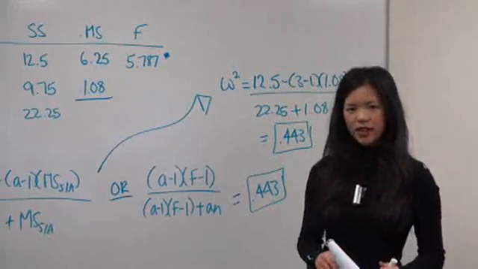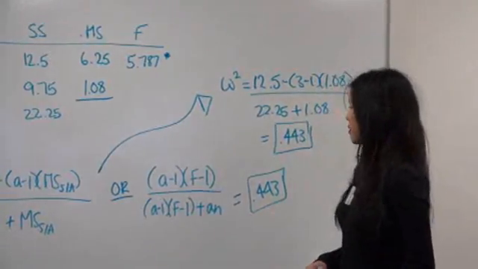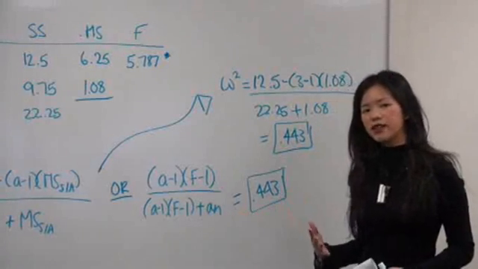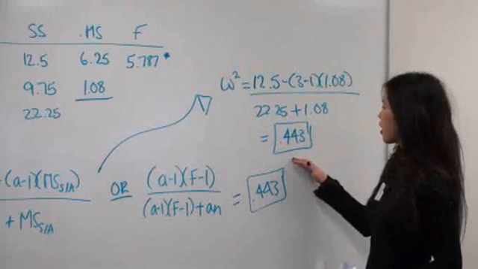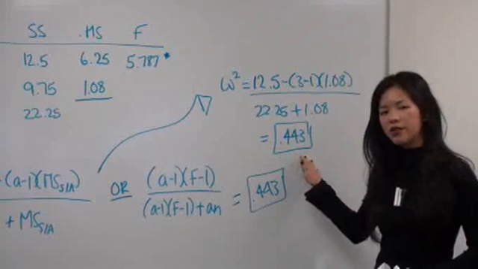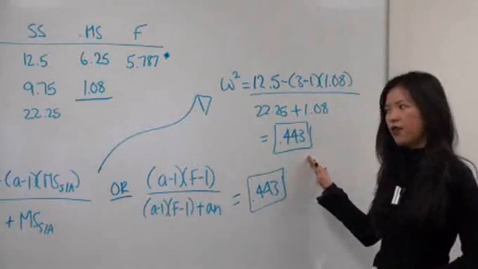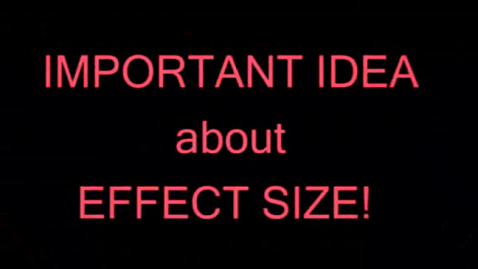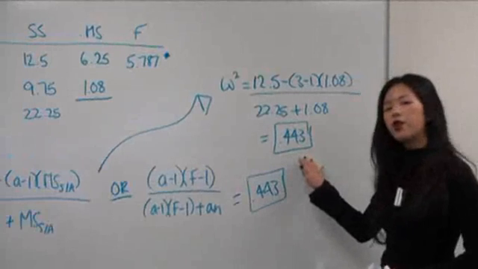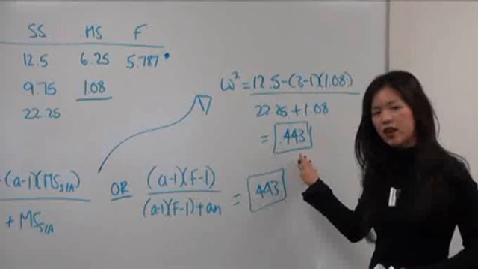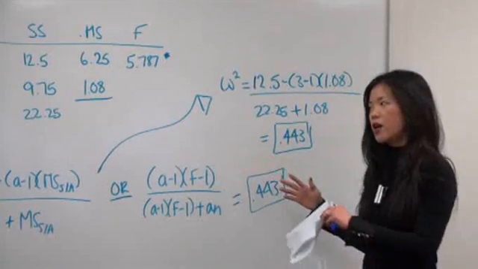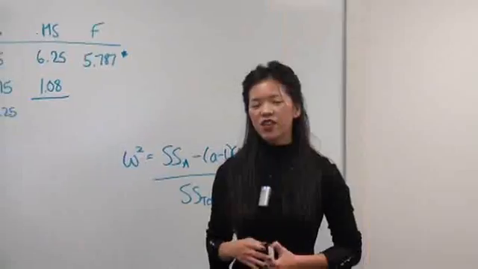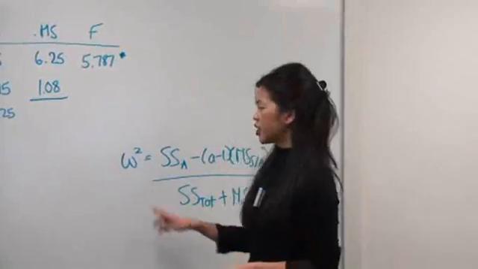Now, to interpret effect size, it's really arbitrary cutoffs. A lot of people have different ways of interpreting effect size, so you might want to check with your professor or your class or your actual textbook as to how you're doing it. But generally, this would mean that 44% of the variance in our study is accounted for by the groups, meaning between group variance.